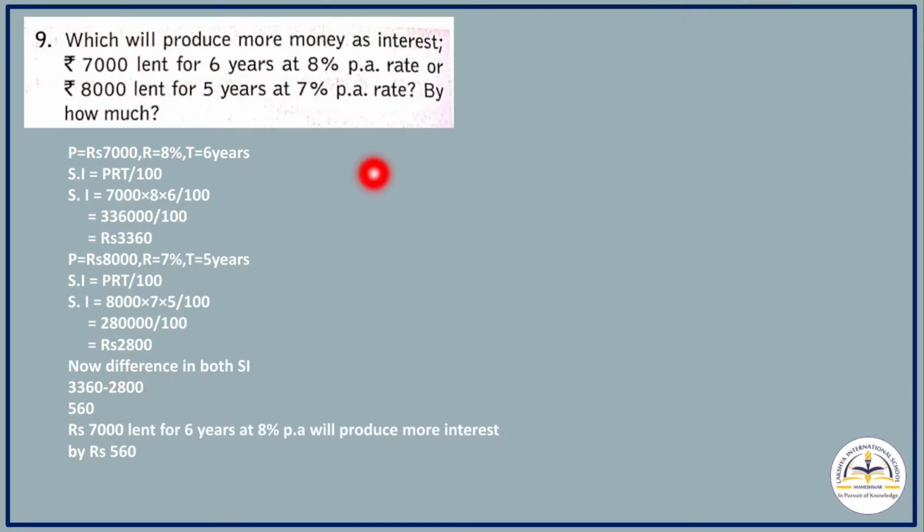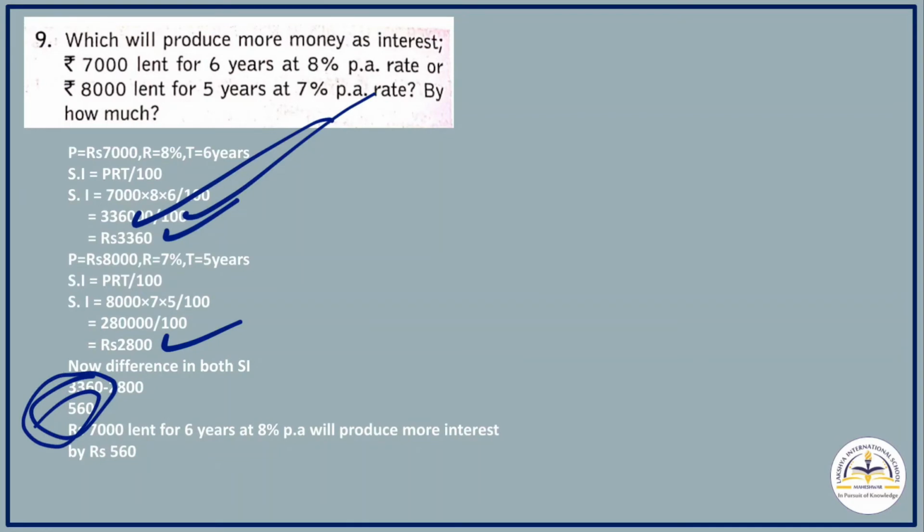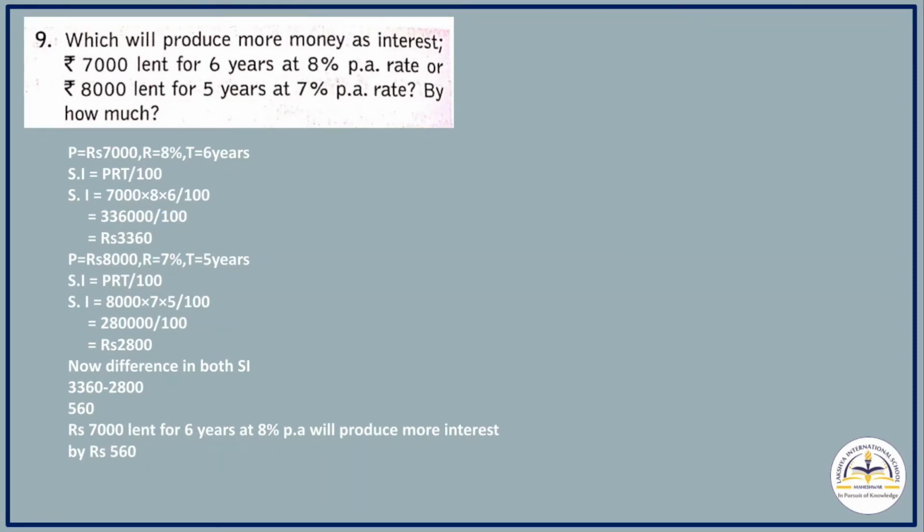Now we have to calculate the difference to find out by how much the two simple interests differ. So 3,360 minus 2,800, you will get 560. So rupees 7,000 lent for 6 years at 8% per annum will produce more interest. As you can see, 3,360 is greater than 2,800. So this one will produce more interest by rupees 560 as compared to the second one.